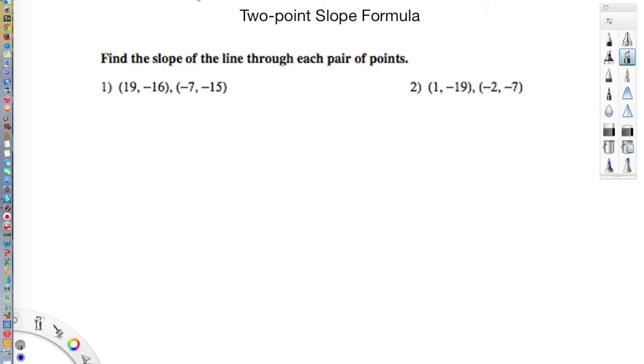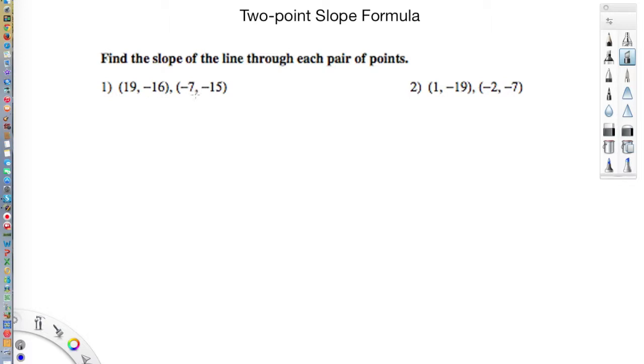Today we are going to find slope using 2 points. We're going to take the coordinates of these 2 points and use our 2-point slope formula. Let's try a couple practice problems together. Boys and girls, let's take a look at our first 2 problems. Now, what they do is they give us the coordinates of 2 points.